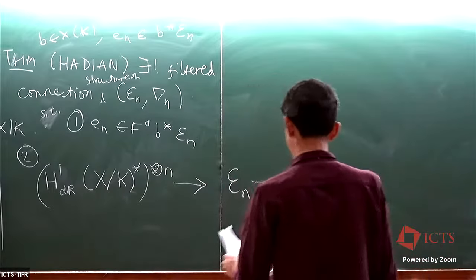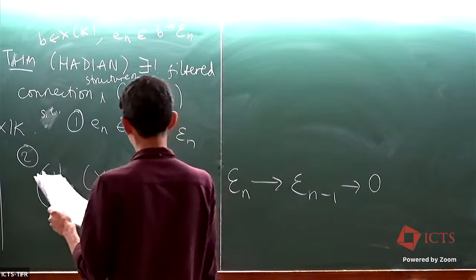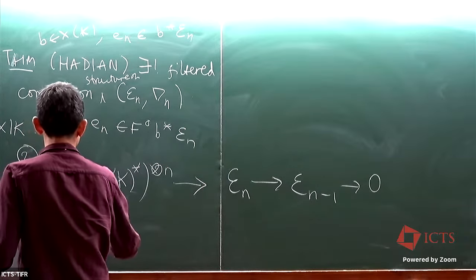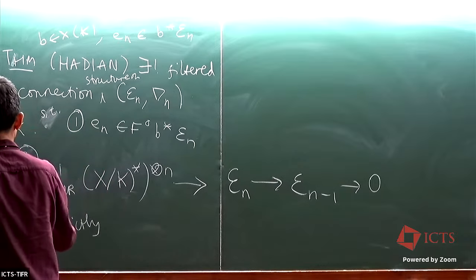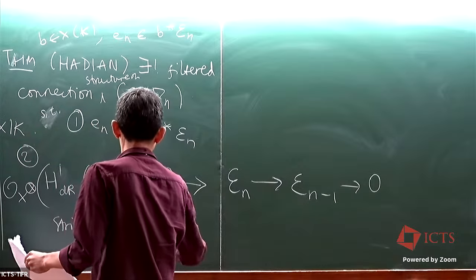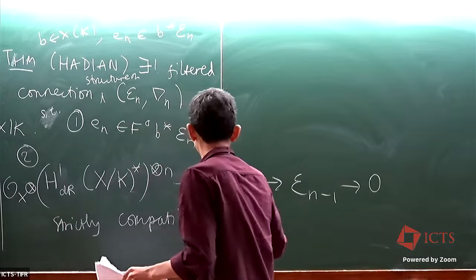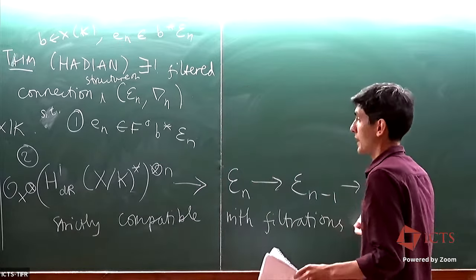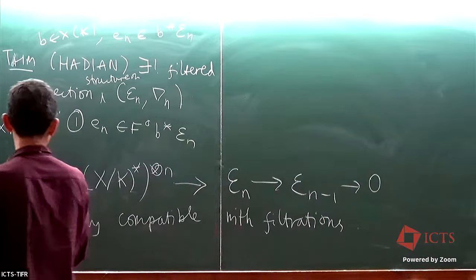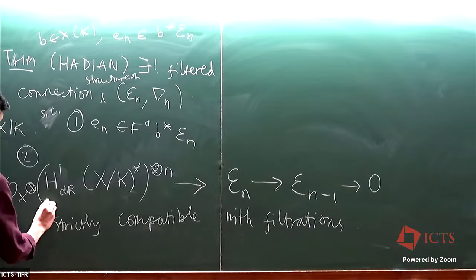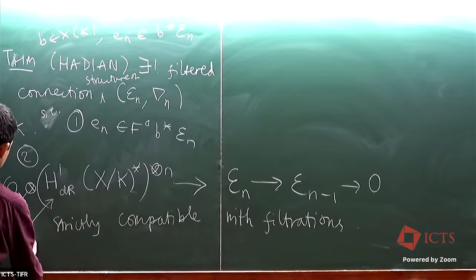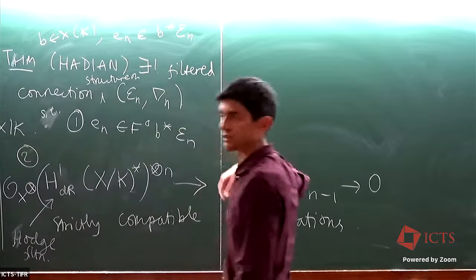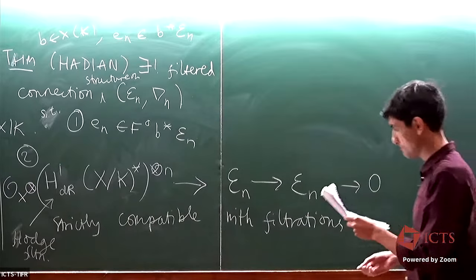Already for n equals 2, it's not. And the condition is that this is strictly compatible with the filtration. So sorry, this should be tensor O_X. Where the filtration on this one is coming from the fact that de Rham cohomology has a filtration. And we call this filtration structure the Hodge filtration on the universal connection.